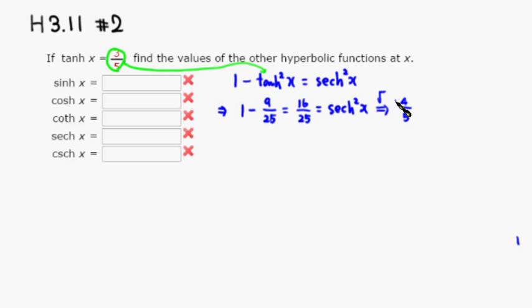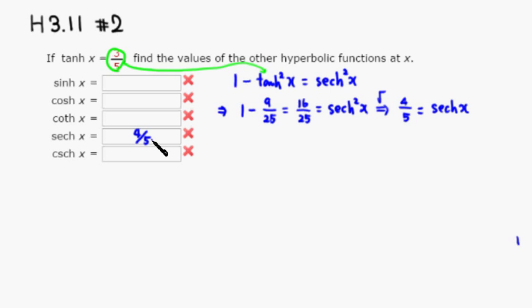And we have to consider plus or minus, but hyperbolic secant is actually always positive because hyperbolic cosine is always positive, so this is going to be a positive quantity. So we found the hyperbolic secant of x, which is 4/5.